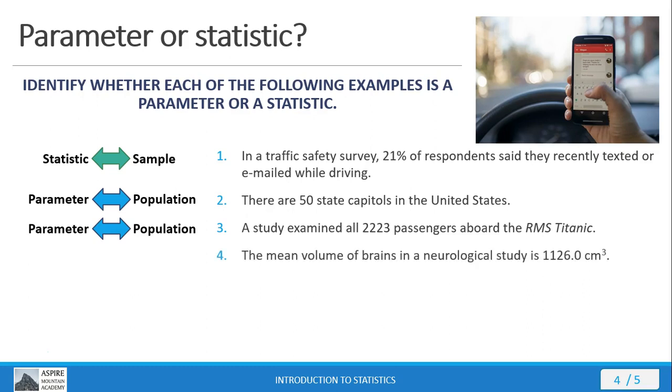Next example. The mean volume of brains in a neurological study is 1,126.0 cubic centimeters. Is this an example of a parameter or statistic? I'll give you a moment.